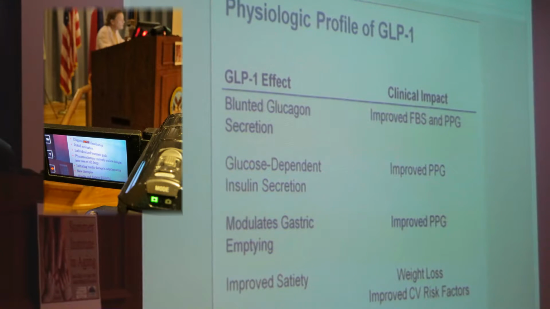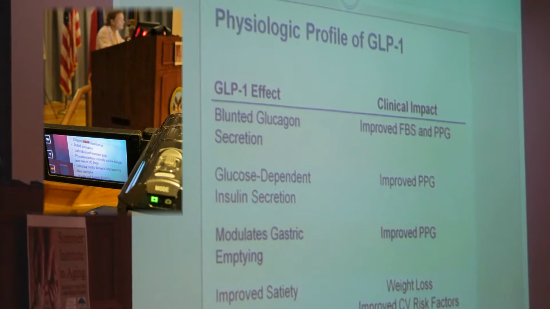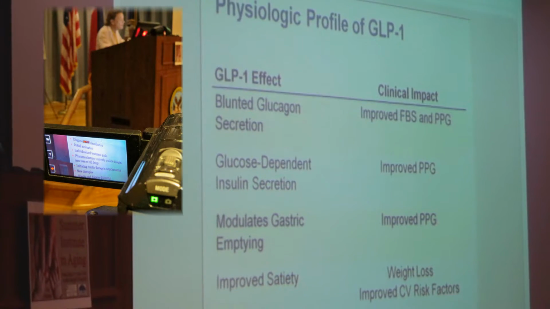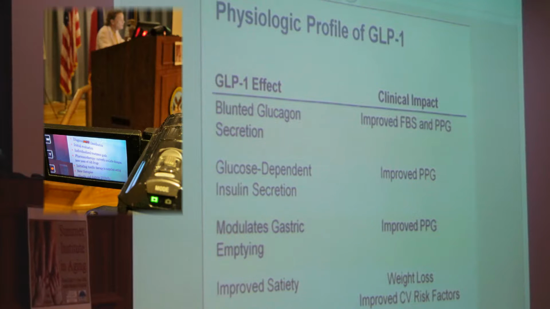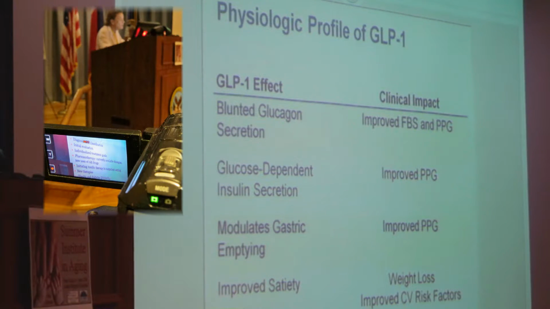So the GLP-1s are the injectable drugs, like Byetta and Victoza. You see all the ads on television for Victoza. And they're pretty neat because they can cause weight loss, which is a great side effect in people with type 2 diabetes. So how do they work and why are they so effective?